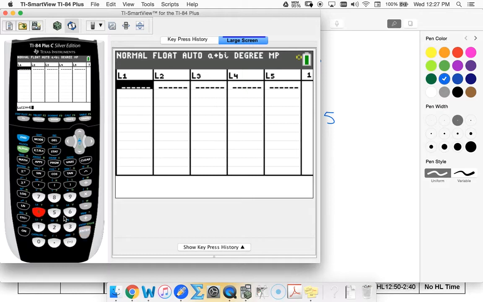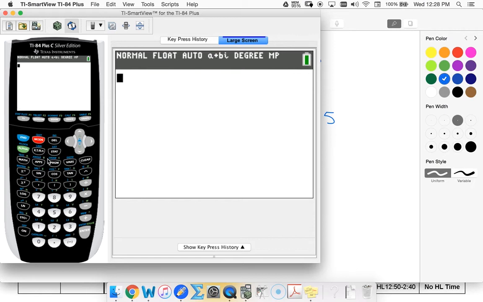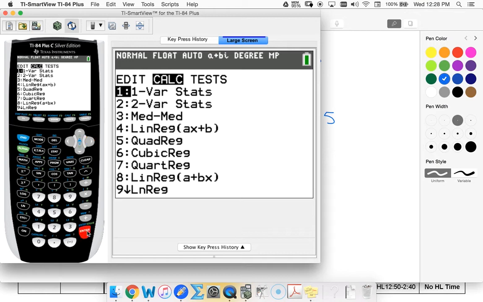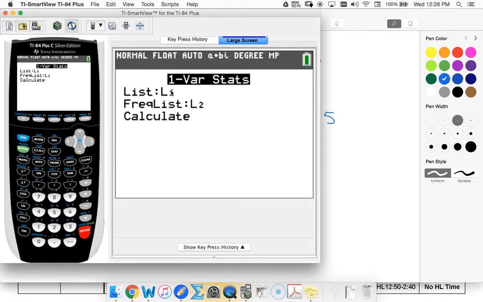Okay, so my first one was 4, 4, 4, 4, 5, 6, 7, 7, 7. And I had 10 values. And the second: 1, 2, 3, 4, 5, 6, 7, 9, 10. Again, 10 values. So now I'm going to quit back to the home screen, and I'm going to calculate my stats. So stat, calc. This time I just had a single list of data for each class. So my list is list 1 and I have no frequencies. List 2 was my second list of data. So just one list, I'm going to calculate.